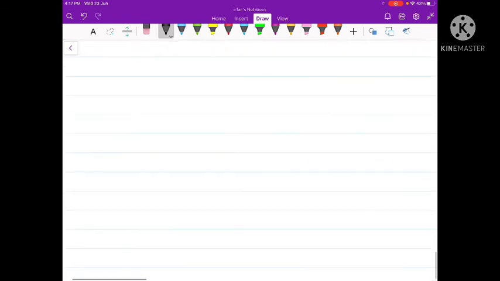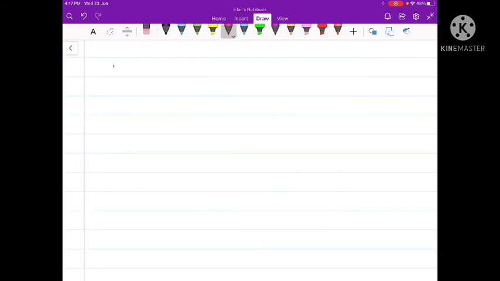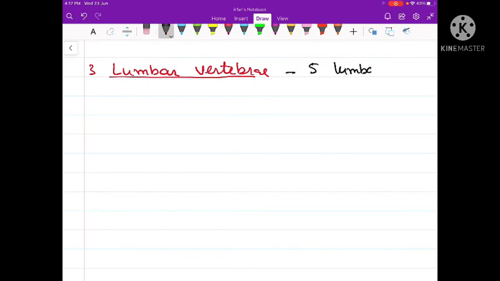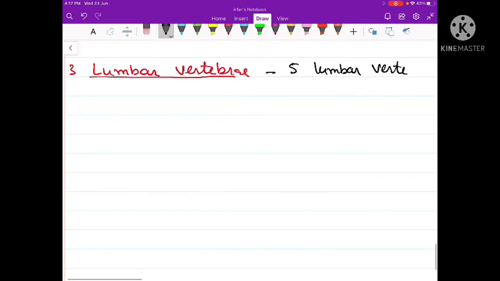Then we have the third type of the vertebra. Those are called as the lumbar vertebrae. Lumbar vertebrae are 5 in number. We have 5 lumbar vertebrae. These vertebrae are present in the lower back.